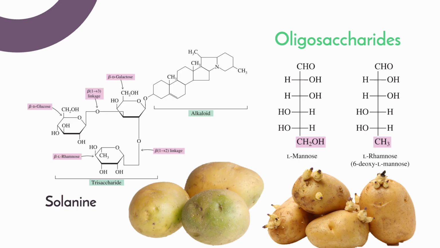Another oligosaccharide would be solanine. If you notice on the screen, these are potatoes. Now many plants, including potato, produce toxins as their defense mechanism against insects and predators. The small amount of solanine present in properly stored potatoes is not dangerous and actually contributes to the flavor of the potatoes. However, when there is an excessive amount of solanine, potatoes will taste bitter.